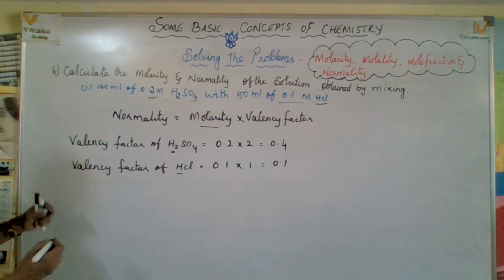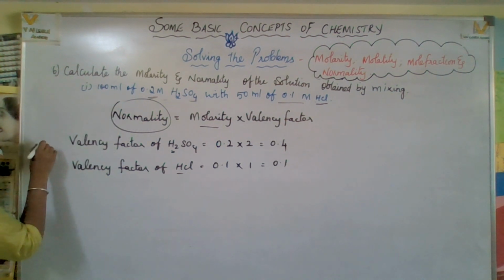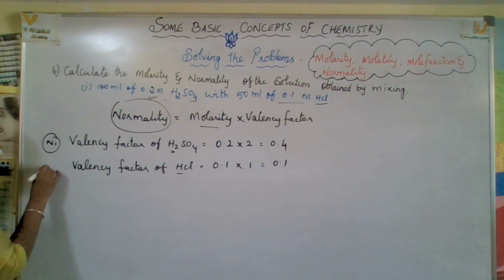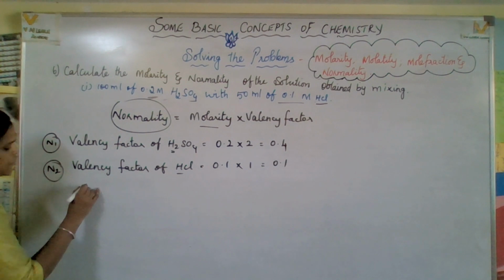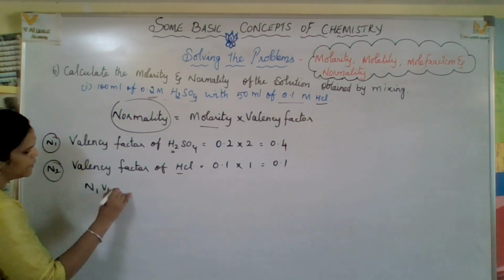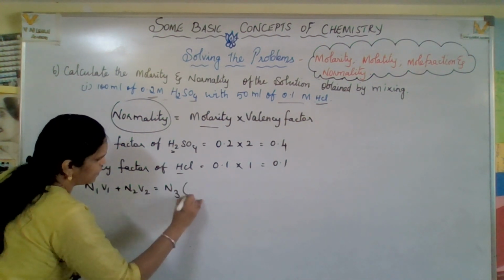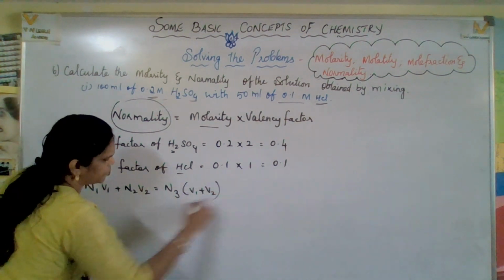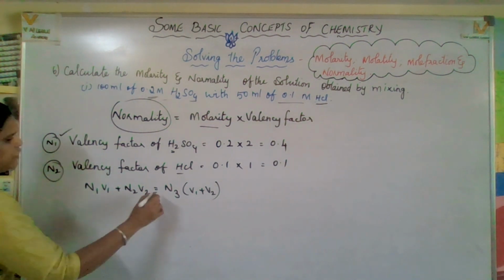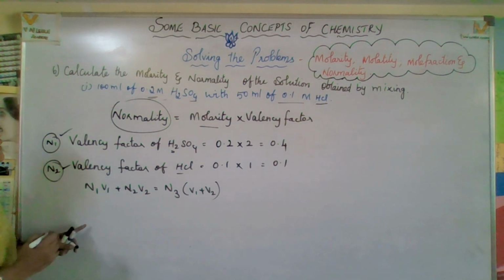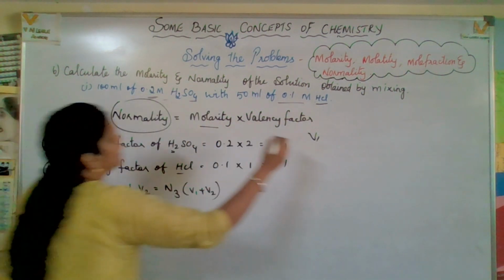So let us go and identify the normality of the mixture. How to identify the normality by mixing? Let us keep this as N1 and this as N2. For comparison, let us use this formula: N1V1 plus N2V2 equals N3 times V1 plus V2. Right. Now N1, what is it? This one. N2, we can take this one. And here V1, what is V1? V1 equals 100 ml.